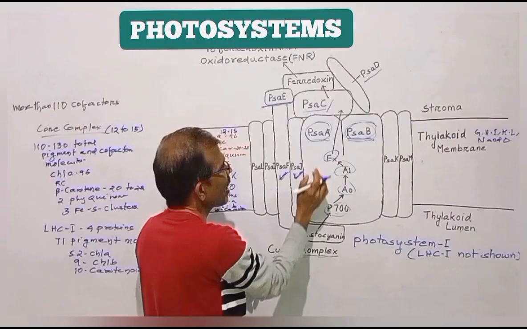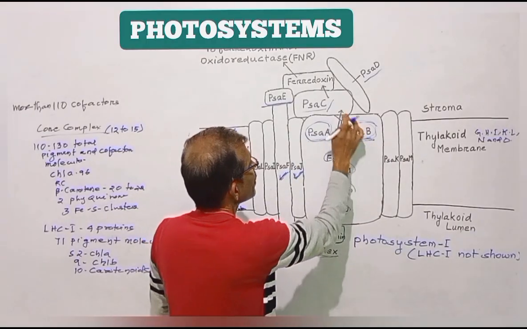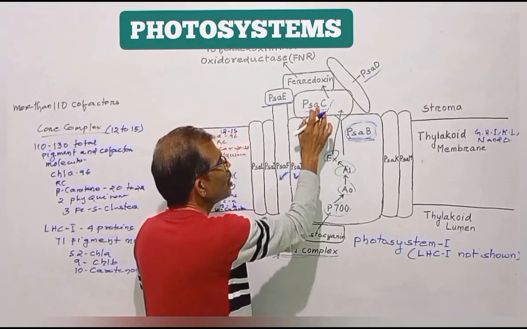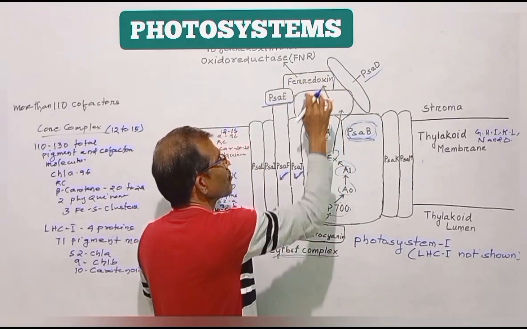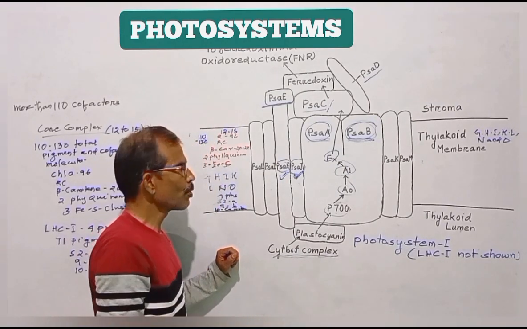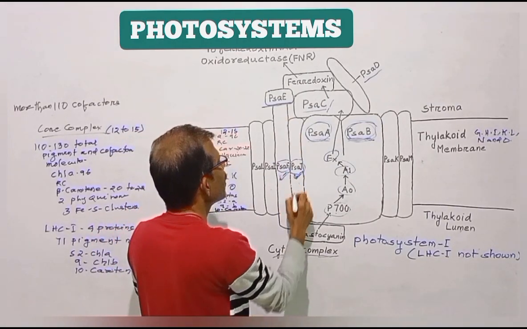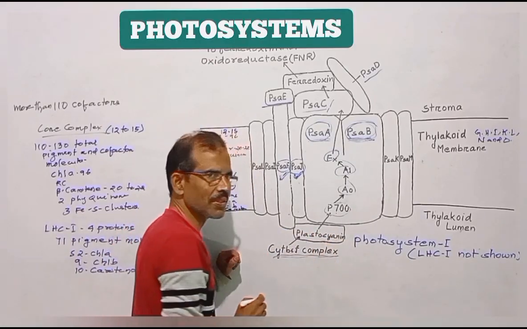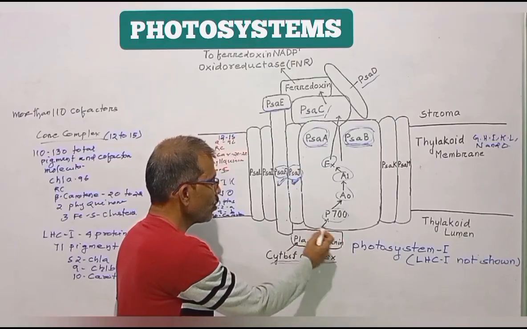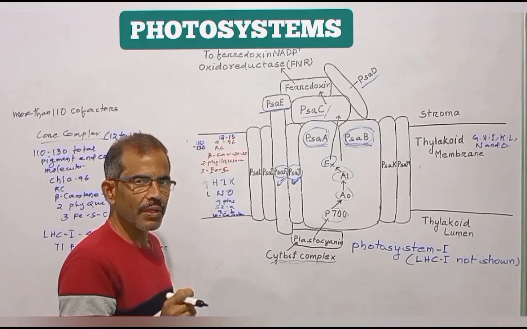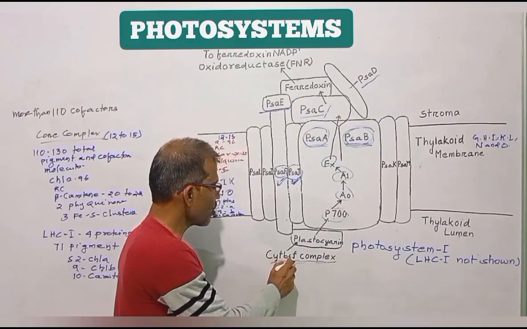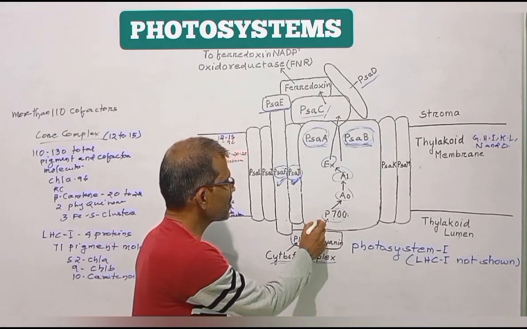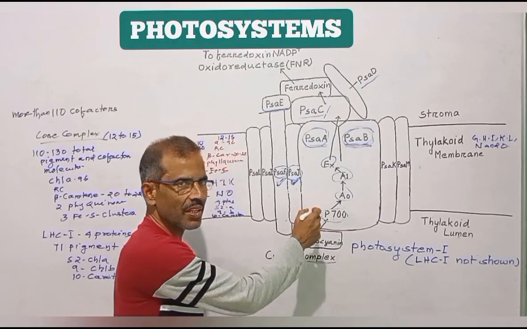On the stromal side of PsaA and B, there are 3 proteins, PsaC, D, and E, which act as the docking station for ferredoxin. 2 other proteins such as PsaF and PsaJ dock plastocyanin on the lumen side. Plastocyanin, which is a copper-containing protein, receives electrons from the cytochrome b6f complex. From plastocyanin, the electrons are transferred to the reaction center.